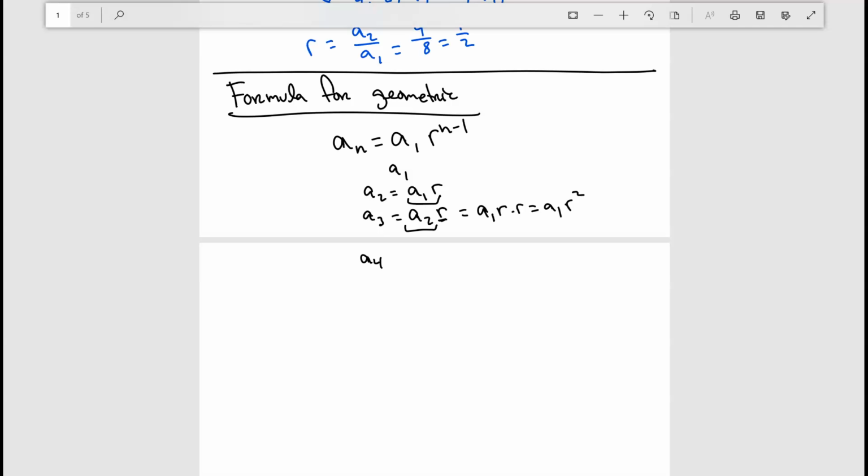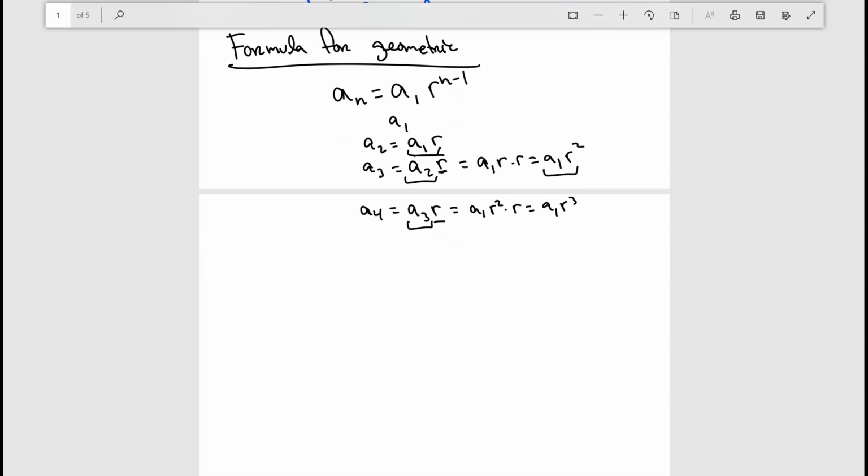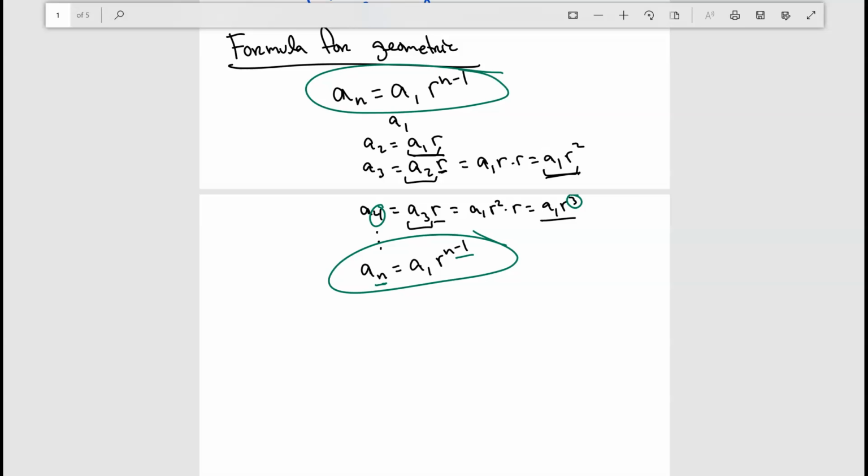Then you can do the same thing with A4. A4 is going to be equal to A3 times R. A3 in this case was equal to A1 R squared, and then I have an extra R, which gives me A1 R to the third. So you can see that you have A1R, A1R squared, A1R cubed. When I get to A_n, it's going to be A1 R to the n minus 1, because you see that this number 4 and this number 3 is always 1 less. Here is n and here's n minus 1. Okay, so this is going to be the formula for geometric sequences.